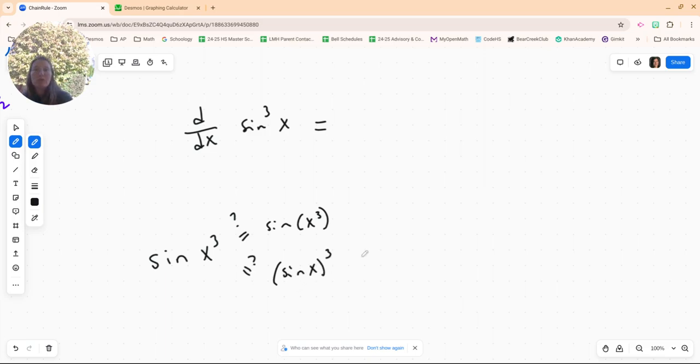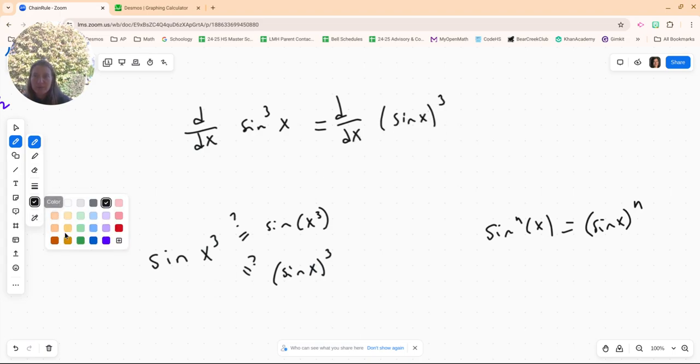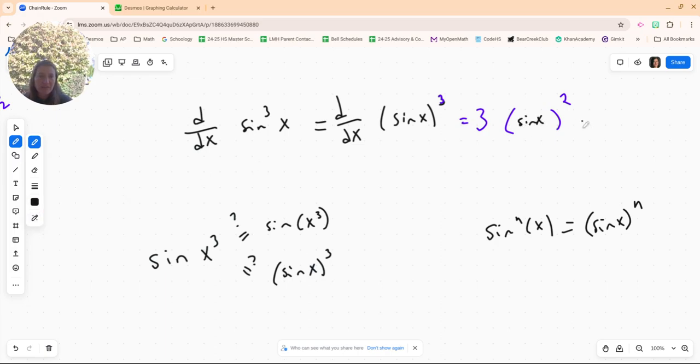So in order to avoid that confusion, if I had sine to the n of x, that is shorthand for sine x raised to the power of n. Remembering that this means sine x cubed, it becomes a little more obvious that the 3rd power is my outer function. 3 times the inner function squared, the inner function here is sine, and then I multiply by cosine.